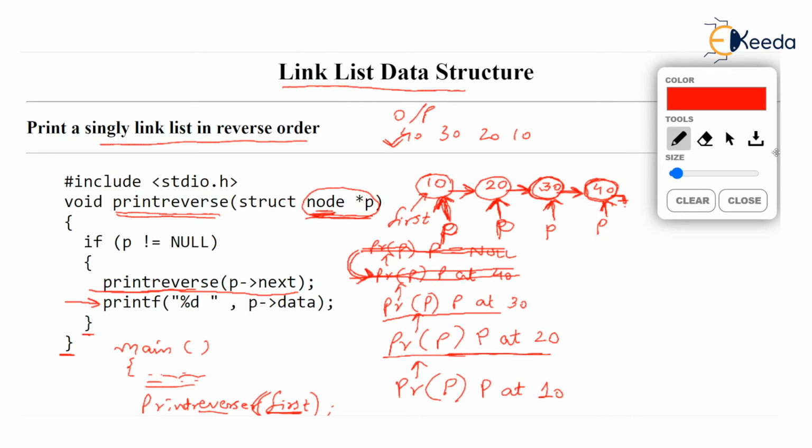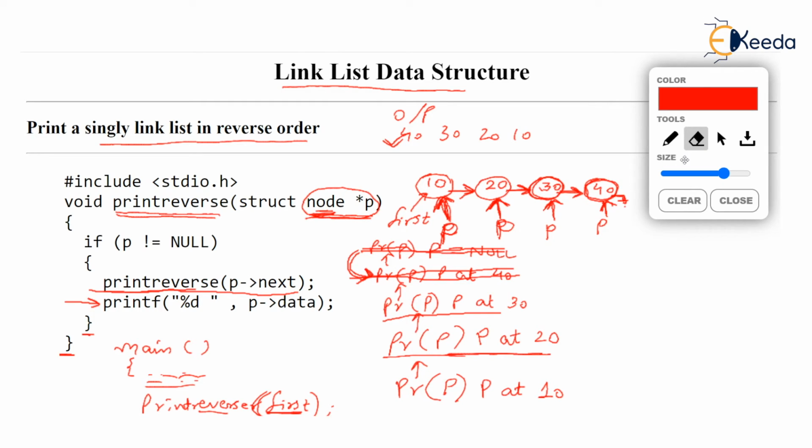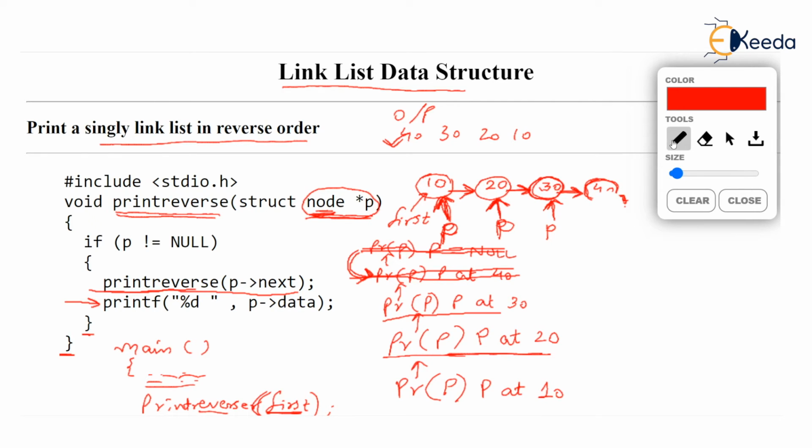Whenever a function ends, remember, whatever local parameter, local variable were created for the function are destroyed. So I am actually erasing the pointer p. Watch it. I have erased the pointer p which was created for the node 40 because the function for 40 itself is over. So what happens next? Print reverse 40 is over. So it will give the control back to its calling function. So print reverse p with p at 30 will resume. We are back to 30 function.